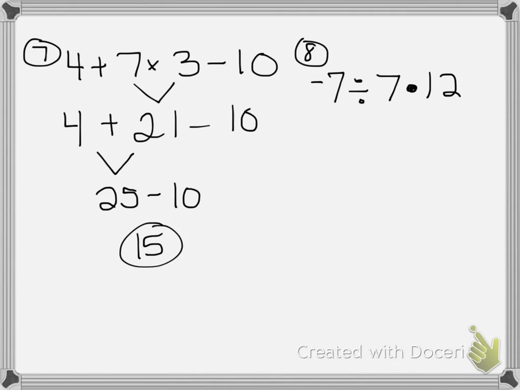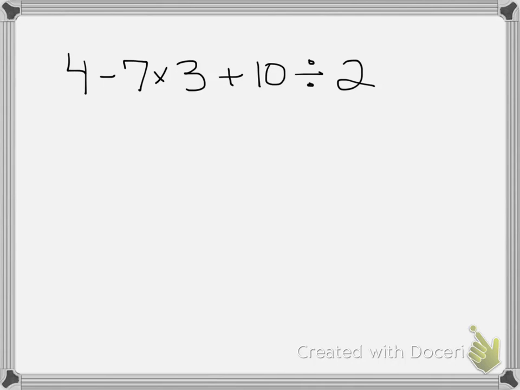This is where you do what's called left to right. And you actually do division first. Negative 7 divided by positive 7 is negative 1. Now bring down the times 12. Negative 1 times 12 is negative 12. So there's a case of working left to right, just like when you have adding and subtracting in one problem.